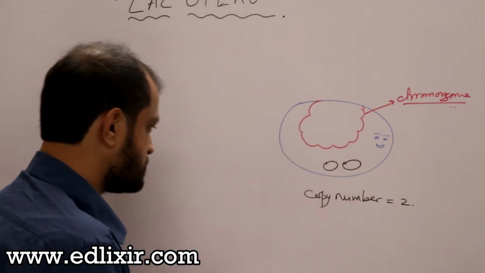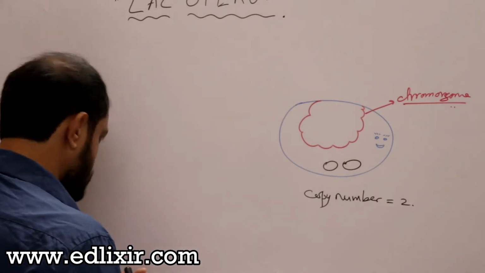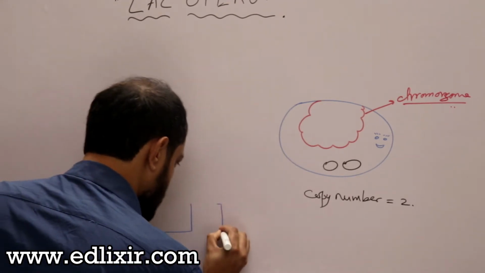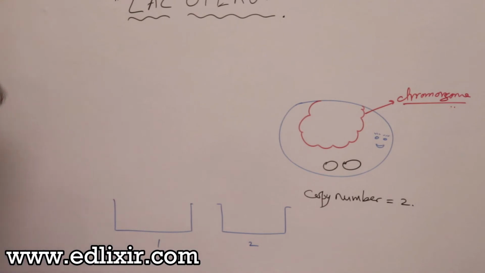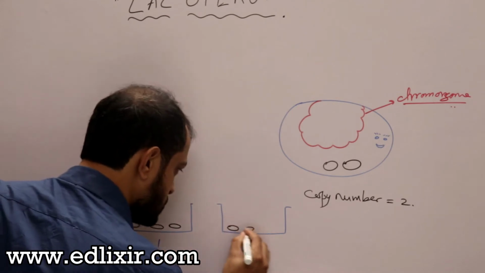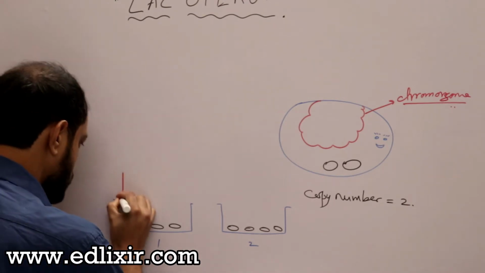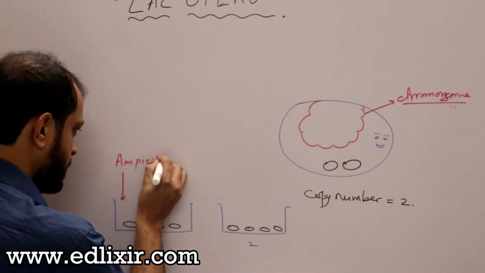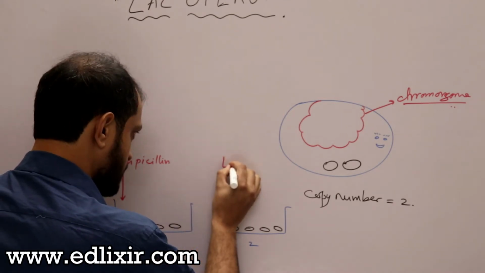Now listen, suppose this is a bacteria, suppose this is a culture plate, and this is another culture plate. This is culture plate 1, this is culture plate 2. If I tell you that in culture plate 1 there are some bacteria, and in culture plate 2 there are also some bacteria. Now, in culture plate 1 we have introduced an antibiotic known by the name of ampicillin, suppose, and in culture plate 2 we have introduced lactose.